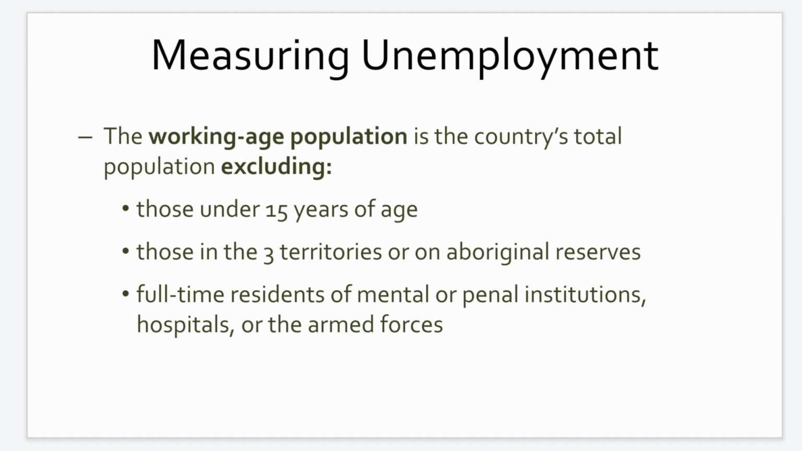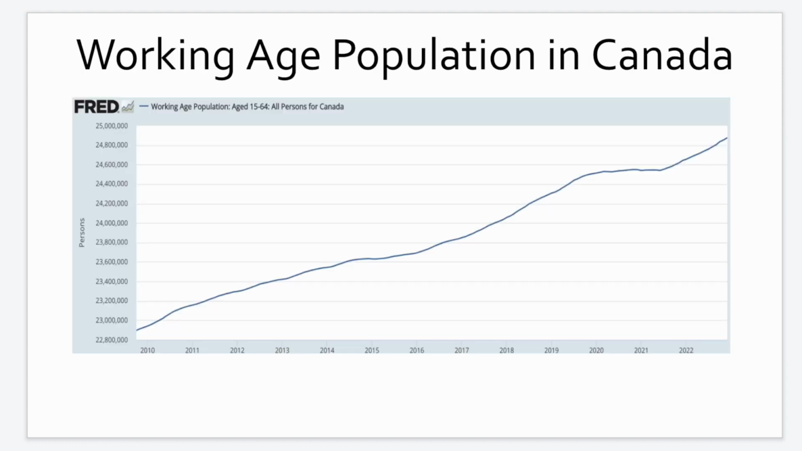The working age population is important in determining the unemployment rate. The working age population in the country is really the total population excluding people under 15 years of age. They're considered as kids and not eligible to work. Also excluded are those in the territories or on Aboriginal reserves, and full-time residents of mental and penal institutions, hospitals, or the armed forces.